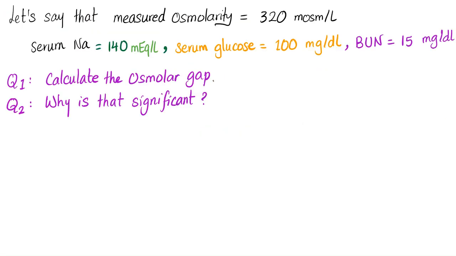Here is another question for you. I want you to tell me what's the measured osmolality, what's the calculated osmolality, and what's the osmolar gap? Let me know the answer in the comment section and tell me, what did you deduce from this osmolar gap? Does this patient have a Trojan horse inside his or her body or not?